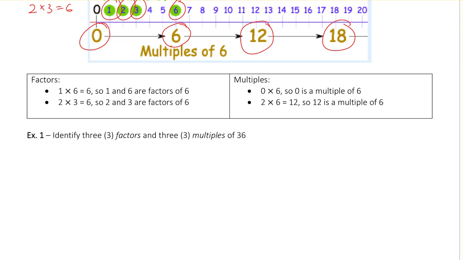Okay, just to make sure that we have a grasp on the difference between these two terms, we have an example here. Feel free to skip over it if you're ready for factoring. So identify 3 factors and 3 multiples of 36.